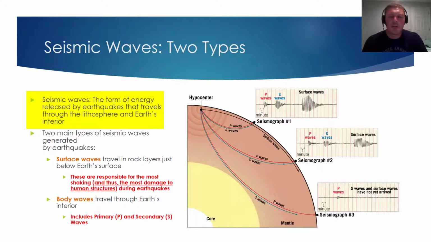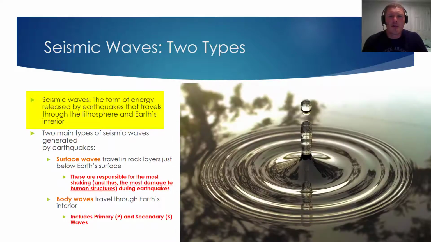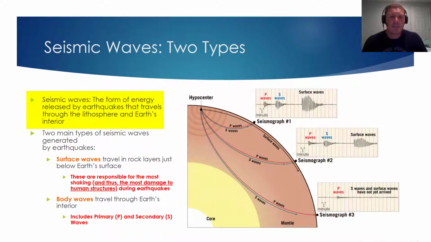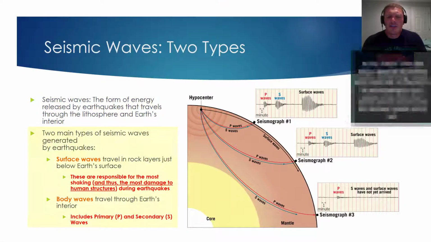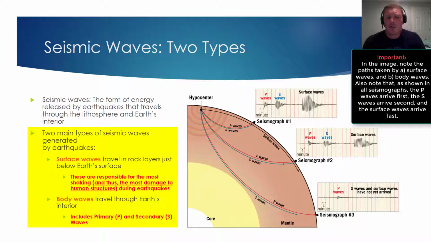To understand how seismic waves travel, imagine dropping a rock in a very still pond. The impact of the rock with the surface of the water will create concentric circles of waves, and those waves will spread in all directions. Well, just like dropping a rock into a still pond, earthquakes generate waves that radiate out in circular patterns in all directions. There are two main types of seismic waves generated by earthquakes.